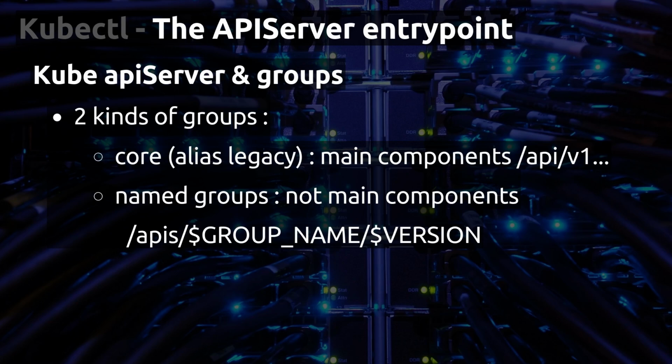Now on the kubeAPI server, we have some groups, and groups are separated into two kinds. The first is named core, or alias legacy, but this is not the correct term. Core or legacy is for the main component, and the path into our API server is /api/v1. We'll see it in the next video, and this is really interesting to know.